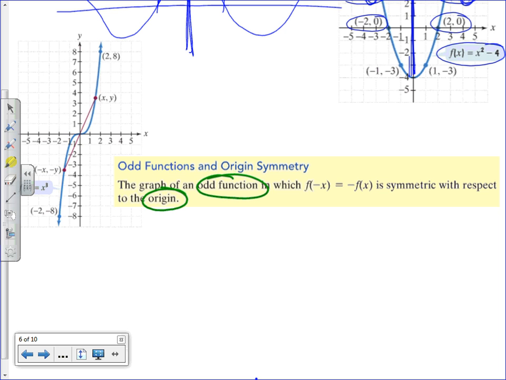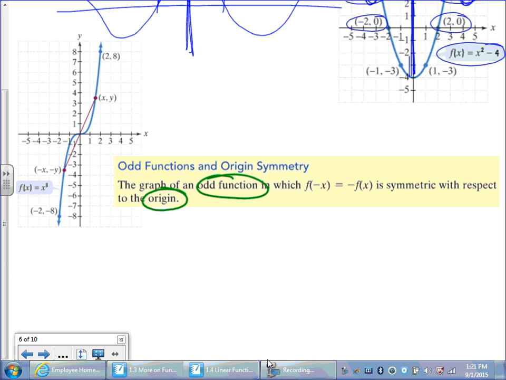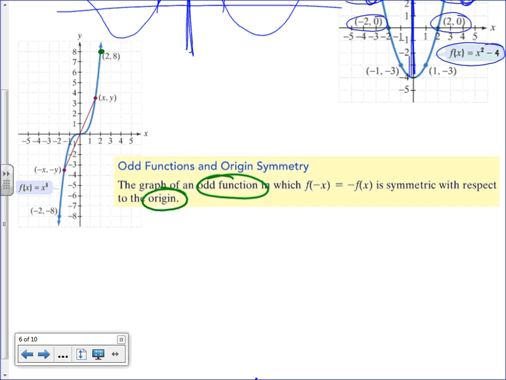And what we're going to do here is, graphically, you can see from the graph, we have this point here, 2, 8. And so if we reflect that across the origin, you guys see how both of the signs change, the x and the y, okay? So let's write them down. So we have, let's let x be equal to 2.